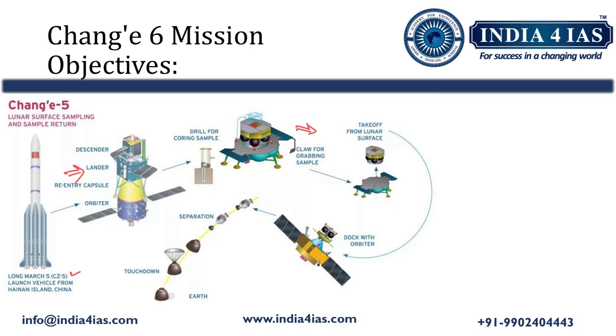The targeted area to collect the sample is the southern portion of the Apollo crater within the South Pole Aitken Impact Basin, from where the Chang'e-6 mission is going to collect the samples. It hopes to collect lunar mantle material ejected by the original impact that created the South Pole Aitken Basin. Then it docks with the orbiter, and the orbiter returns to the Earth. This is the life cycle of the Chinese Chang'e-6 mission.